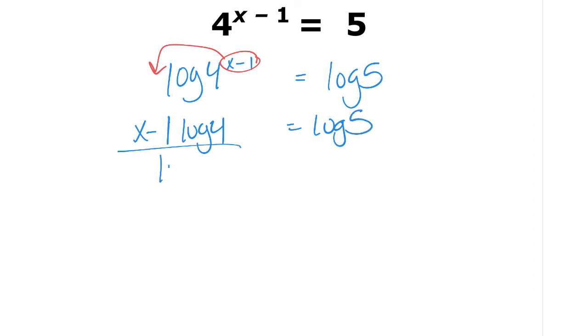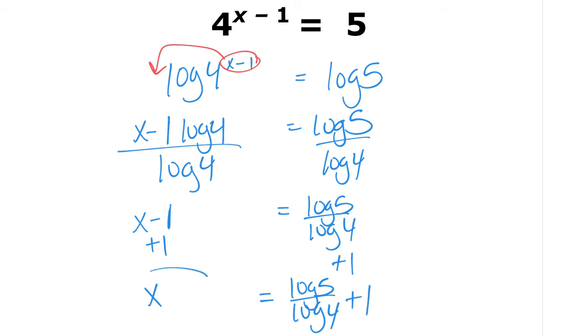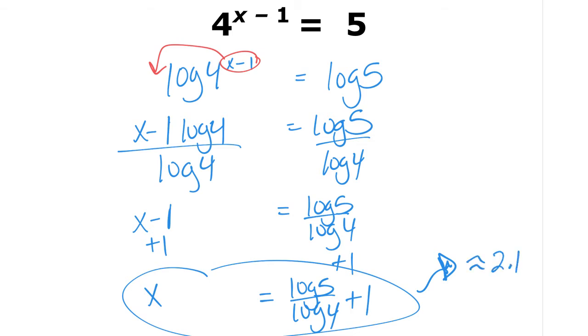I can divide both sides by log of 4, and end up with x minus 1 equals log of 5 over log of 4. And then I can just add 1 to both sides. And so I end up with x equals the log of 5 over the log of 4 plus 1. And if I want to estimate that as a decimal, using a calculator, I would find that this is approximately 2.16.